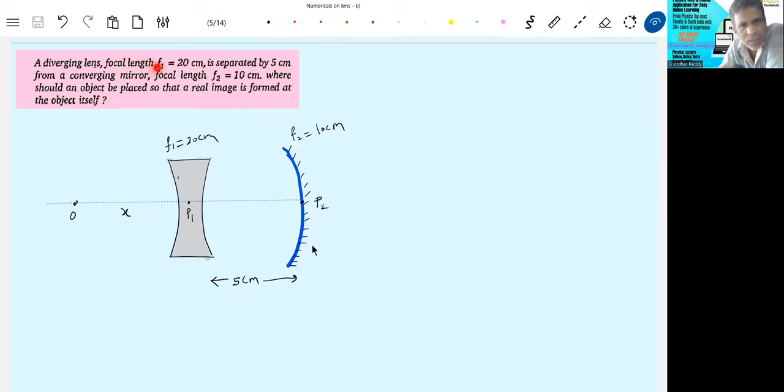A diverging lens of focal length F1 of 20 centimeters is separated by 5 centimeters from a converging mirror of focal length F2 of 10 centimeters. Where should an object be placed so that a real image is formed at the object itself? Here only the real image should be there.